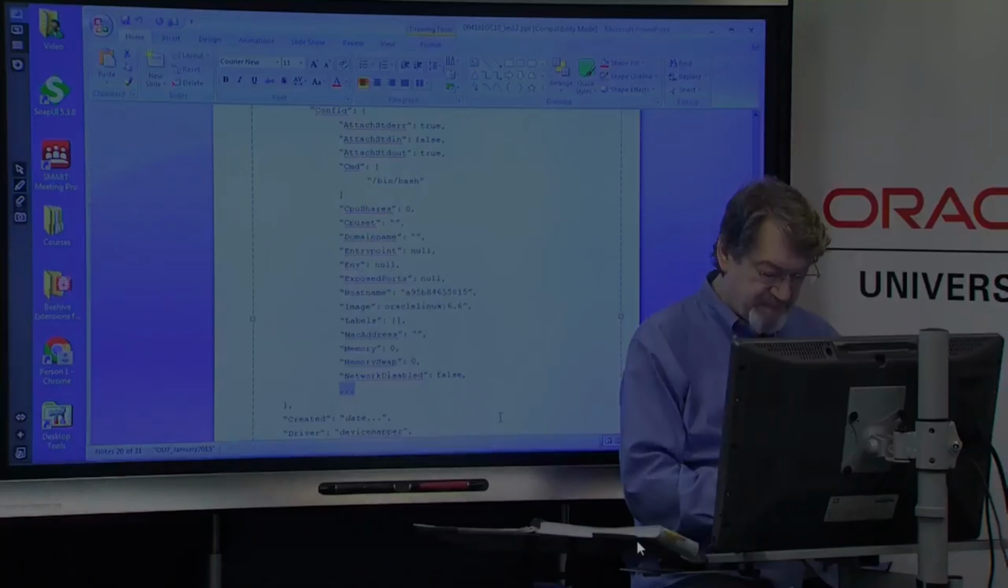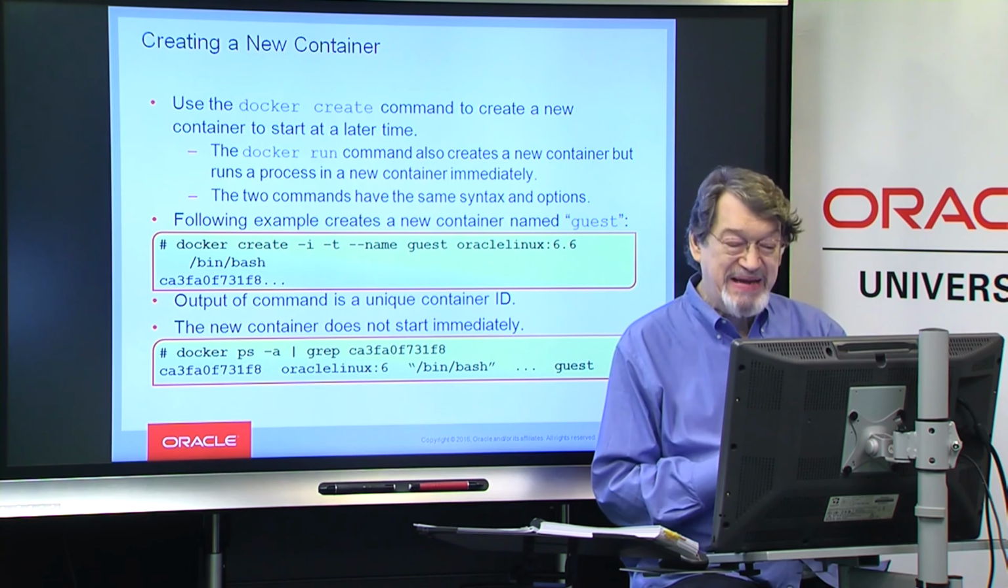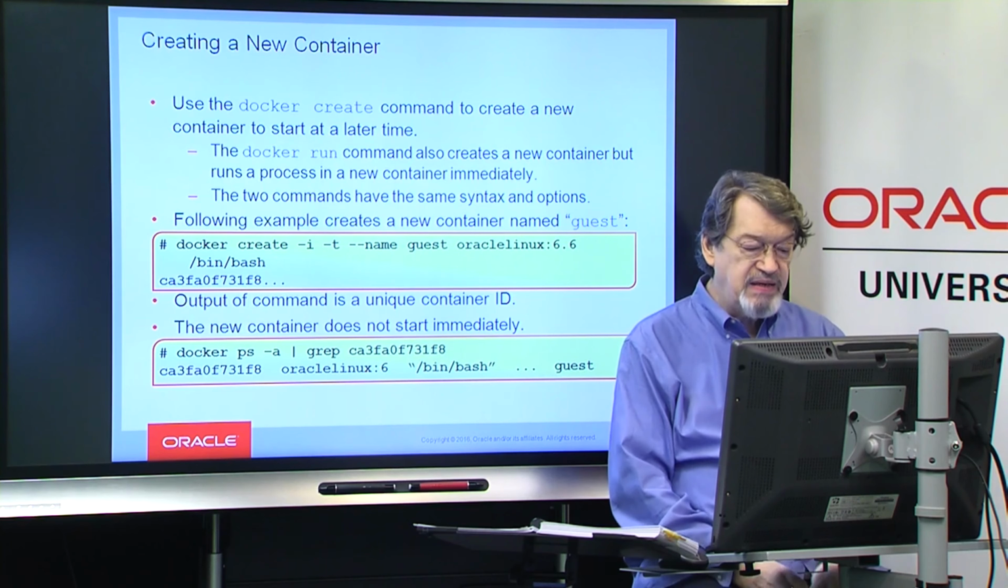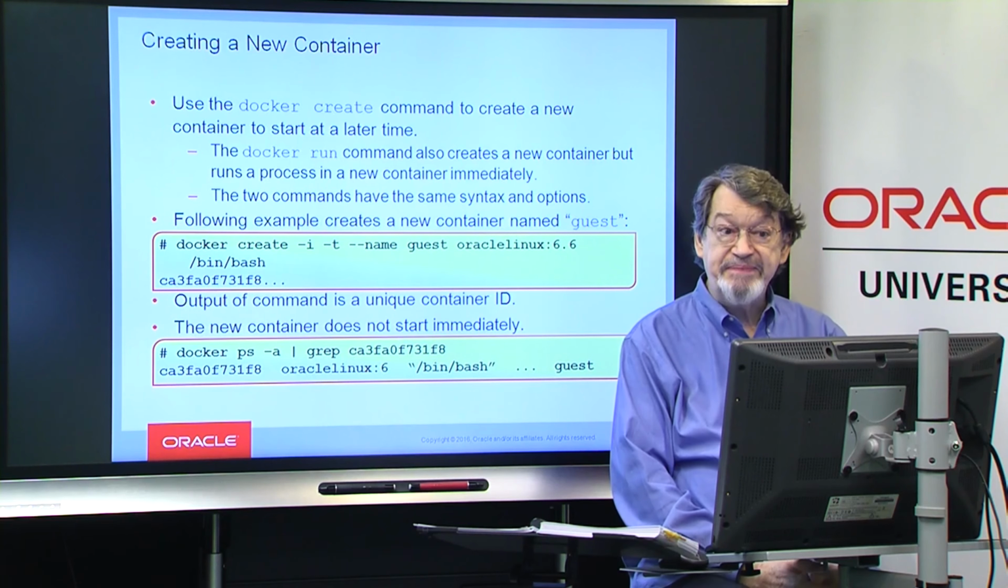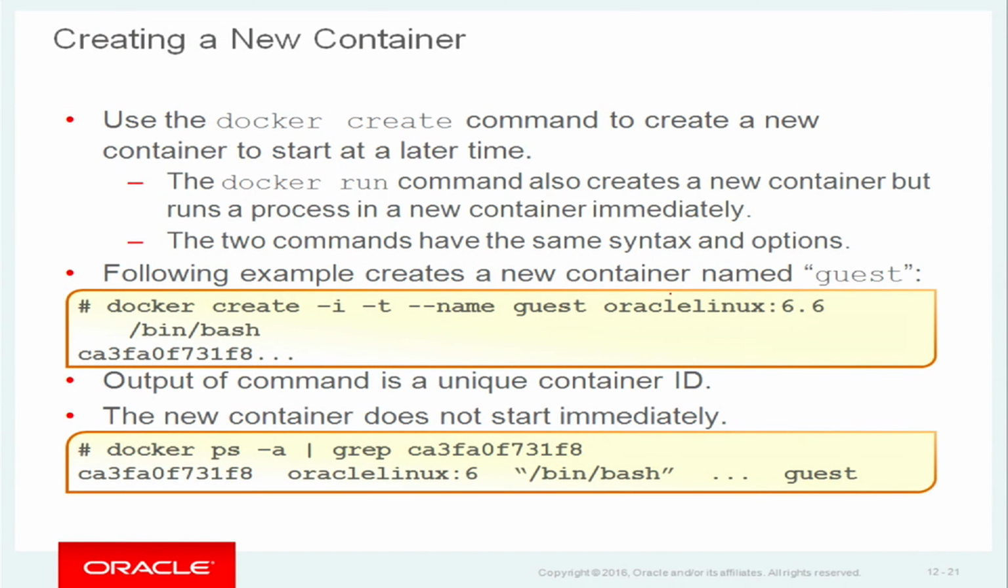Creating a new container. We have a create command. Once again, the I and the T are to create an interactive container. The name is guest. It comes from Oracle Linux 6. I have a cursor here somewhere. There we go. All right.